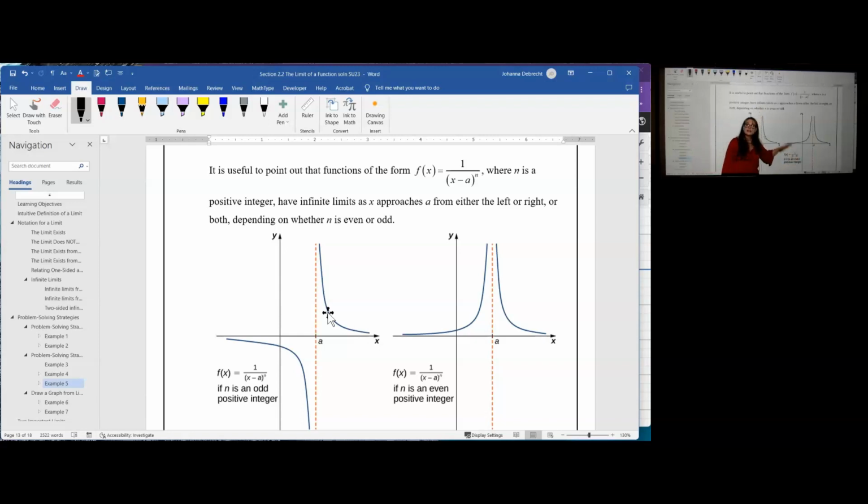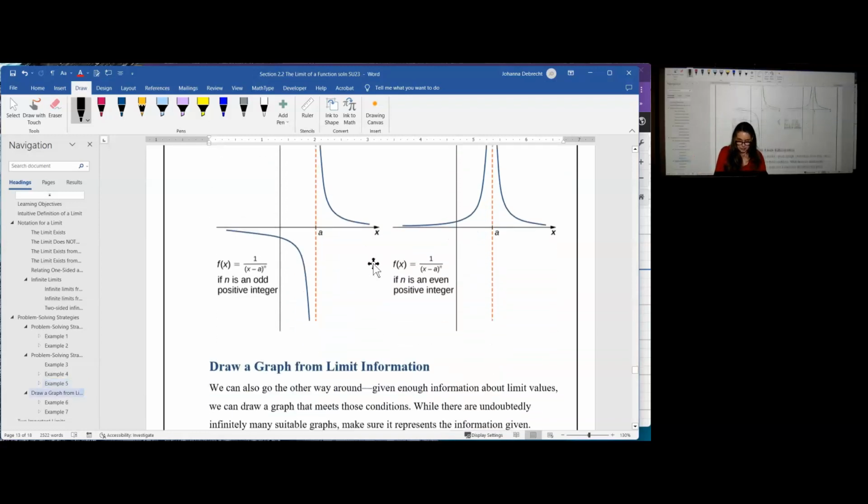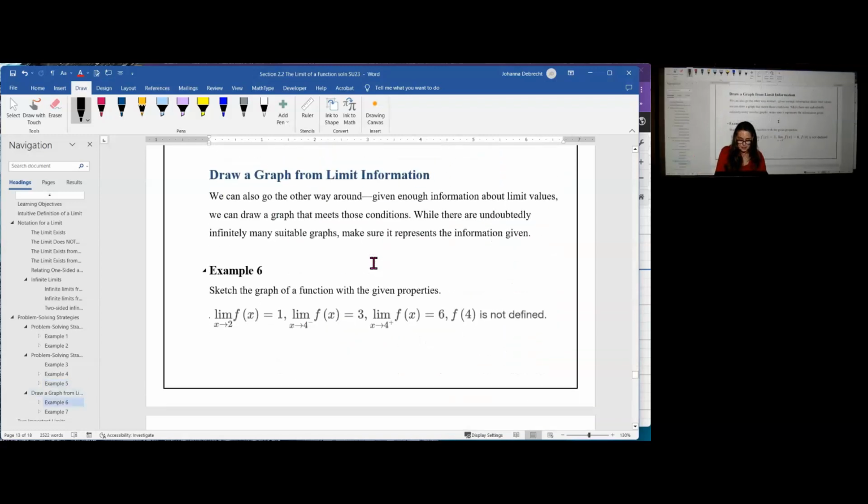If n is an even integer, then it will approach positive infinity from both the left and the right. Technically, these limits do not exist. Yes, I keep repeating that, and I will keep repeating that until you've got it firmly in your head.